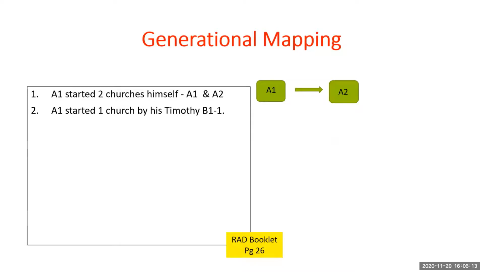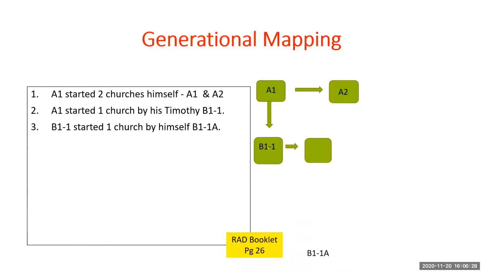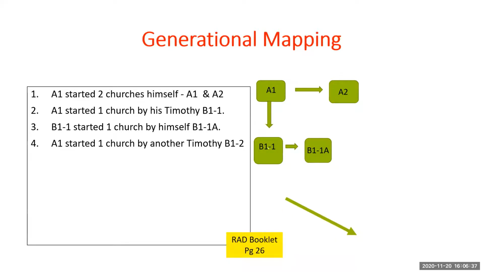A1 started 1 church by his Timothy. That means under A1, there's 1 Timothy, who planted 1 church, B1, that's 1. B1 started 1 church by himself. That means same row as B1, that's 1. That's the second row. So this is B1, that's 1A. A1 started 1 church by another Timothy, again under A1, but a different Timothy.